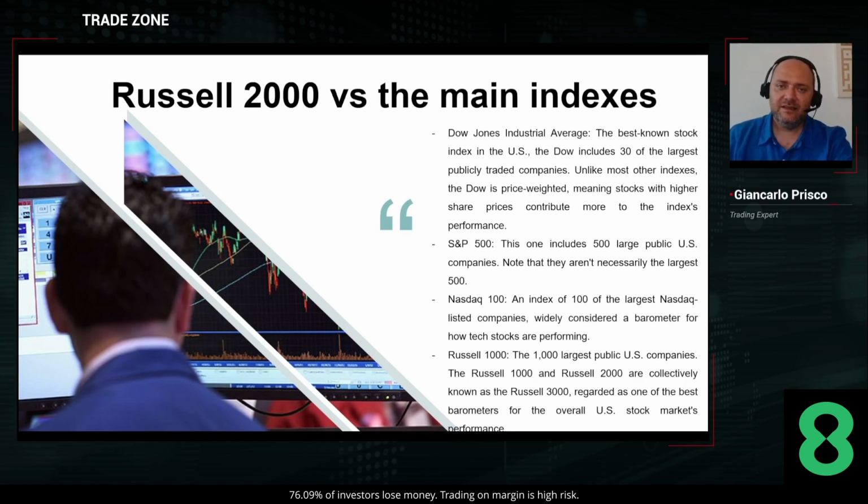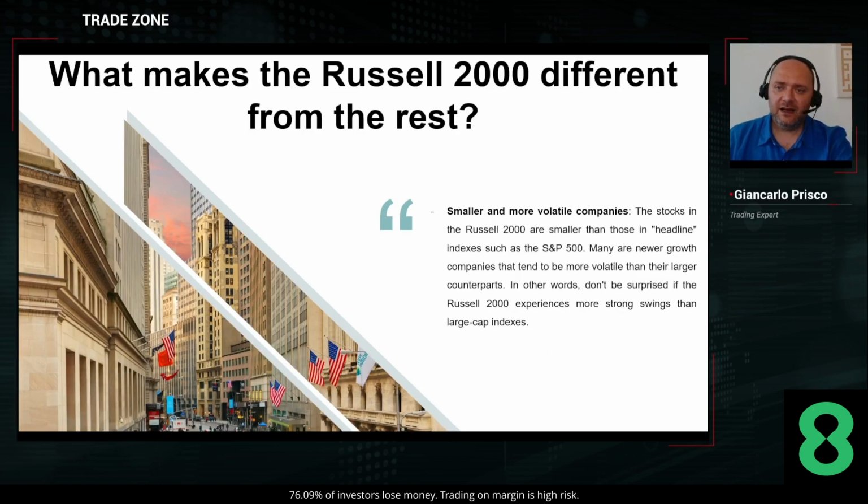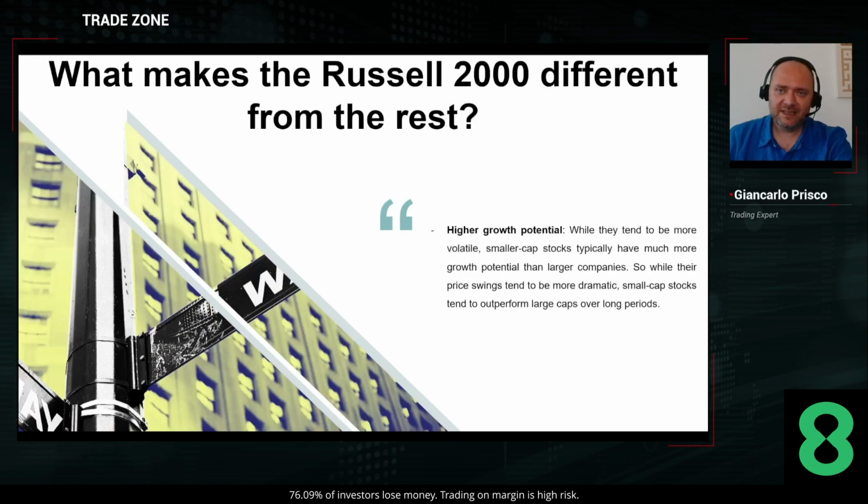So in general, you see that this index has a different way to move, but it's very interesting. Which are the differences? Let's see some differences of the Russell 2000 compared with the indexes we have seen together these weeks. First one, these are smaller and of course more volatile companies, taking into consideration that there are a lot of growth companies that tend to be more volatile than the bigger companies. So don't be surprised if you sometimes see the Russell 2000 experience stronger swings than the larger cap indexes.